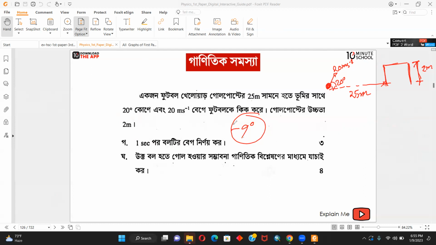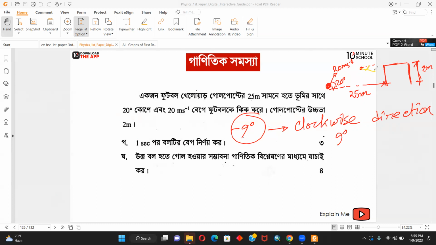Say after 1 second, the object is at this point. Now it has formed an angle of minus 9 degrees. That means we will start counting the angle in this direction. Usually we go in the anti-clockwise direction, but whenever the angle is negative, we go in the clockwise direction, 9 degrees. Got my point? So that will be somewhere around this point.